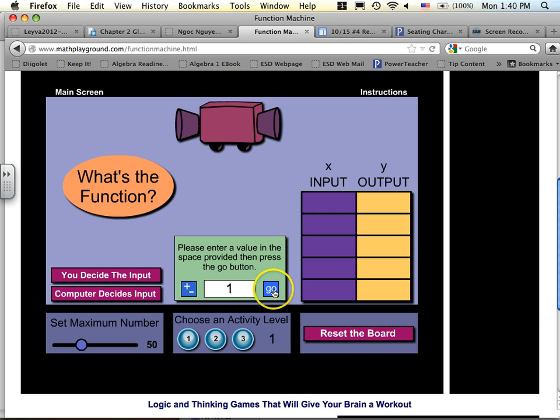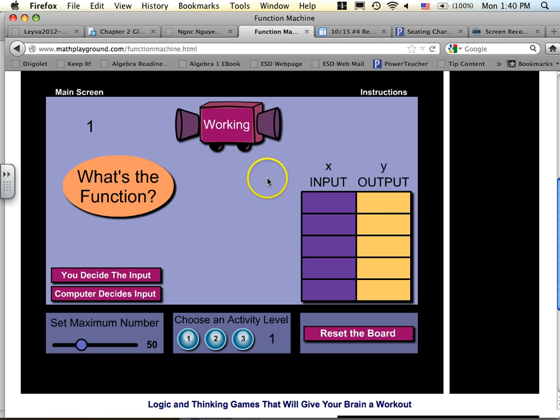1. So if I input a 1 into this machine, it takes the 1, processes it, and spits back out 2. Right now you don't know what this machine was doing to your number. You're trying to guess what it's really doing inside this box. You want to open it up and make it transparent, but it's not transparent yet, so let's try another input.